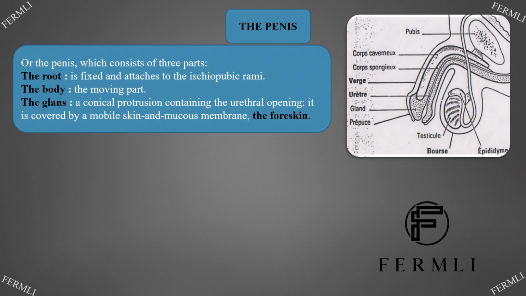The penis, which consists of 3 parts. The root, which is fixed and attaches to the ischiopubic ramus. The body, the moving part. The glans, a conical protrusion containing the urethral opening. It is covered by a mobile skin and mucous membrane, the foreskin.